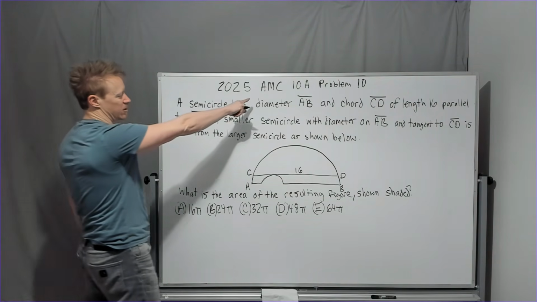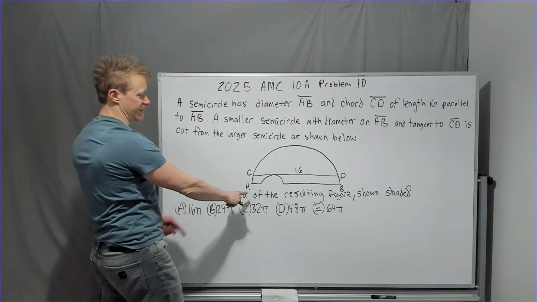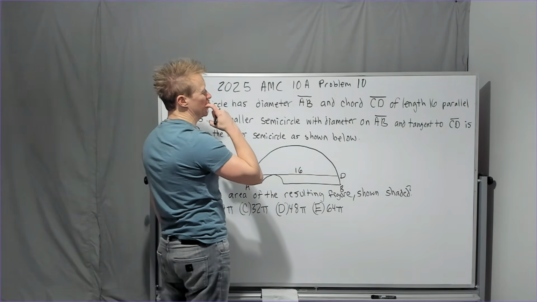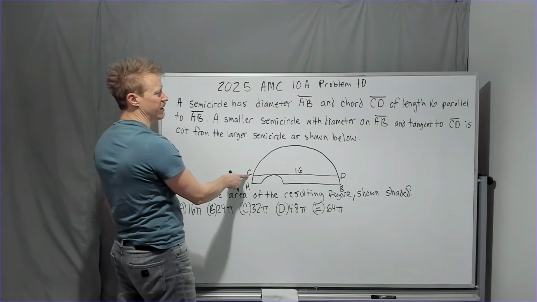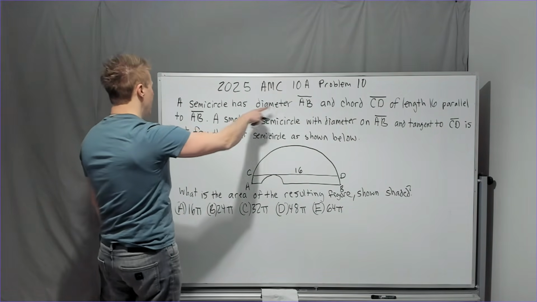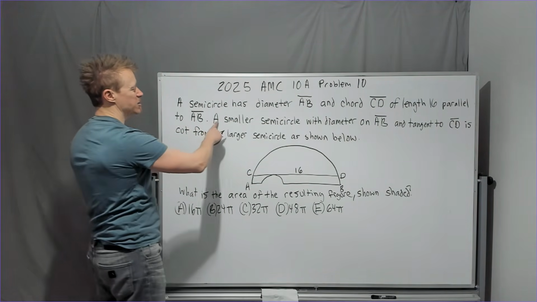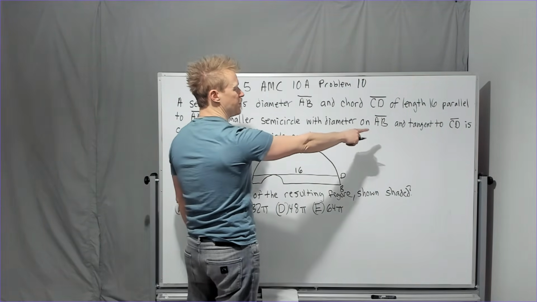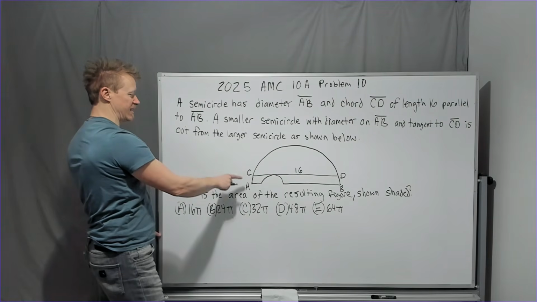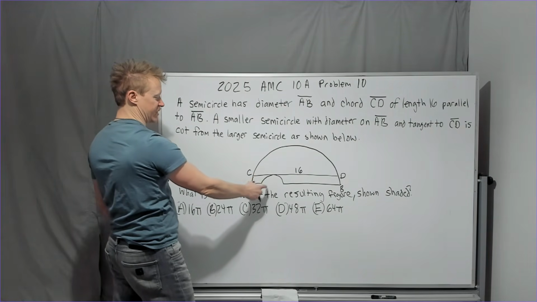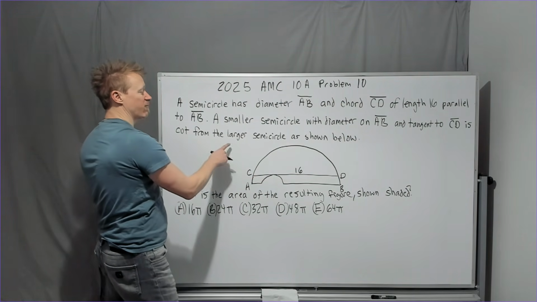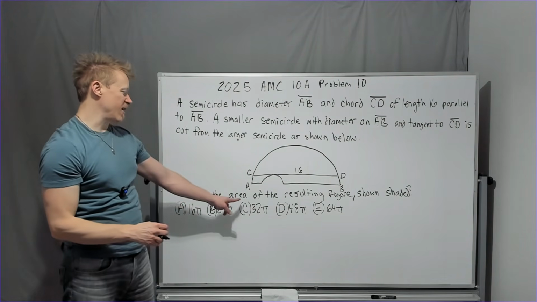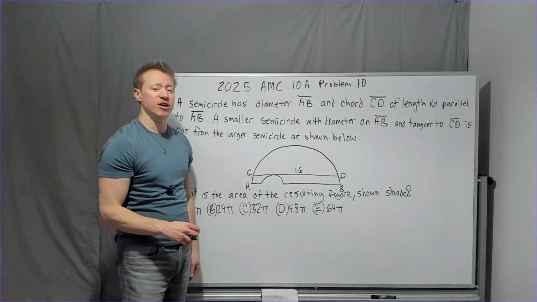A semicircle has diameter AB, and chord CD of length 16 parallel to AB. A smaller semicircle, with diameter on AB and tangent to CD, meaning it hits at a point of tangency, is cut from the larger semicircle as shown below. What is the area of the resulting figure shown shaded?